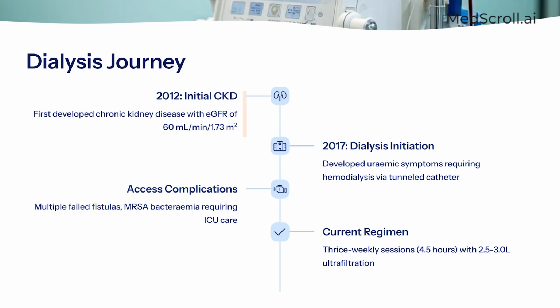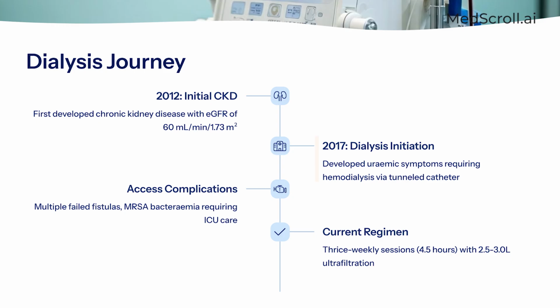Mr. Black first developed chronic kidney disease in 2012, identified during routine monitoring of his diabetes and hypertension, with an initial eGFR of 60 milliliters per minute per 1.73 square meters. Over the following 5 years, despite reasonable control of his diabetes and blood pressure, his renal function steadily declined, reaching stage 4 CKD by 2017. By mid-2017, he developed progressive uremic symptoms, including anorexia and fatigue, prompting initiation of hemodialysis.